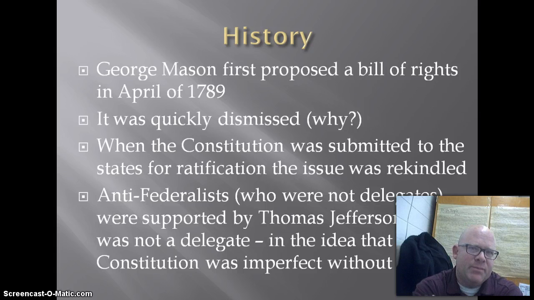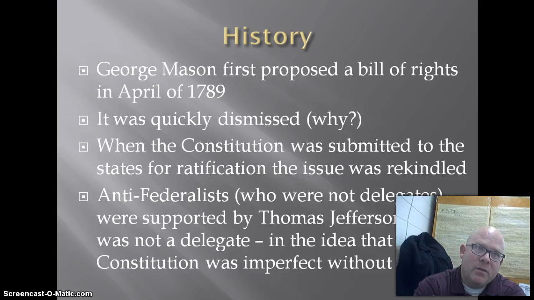Why do you think it was dismissed? Take a minute and think about that. It was dismissed mainly because the Founding Fathers believed that these types of issues were going to be addressed at the state level, and there was really no need for the federal government to get involved in laying out these different protections. The idea was, yes, we were going to have a more powerful federal government, but the state governments were going to take care of these specific issues.